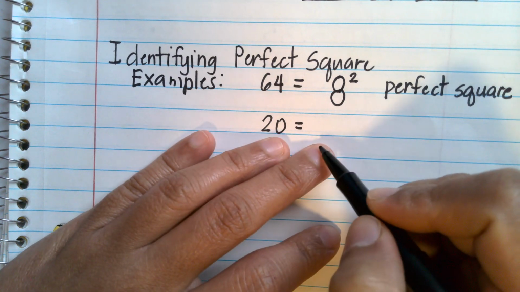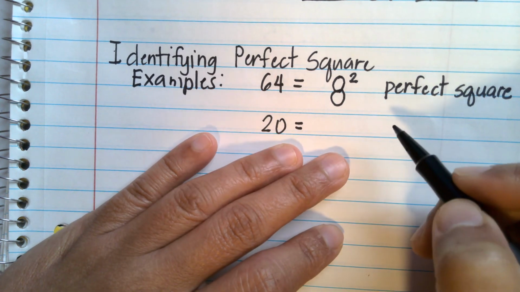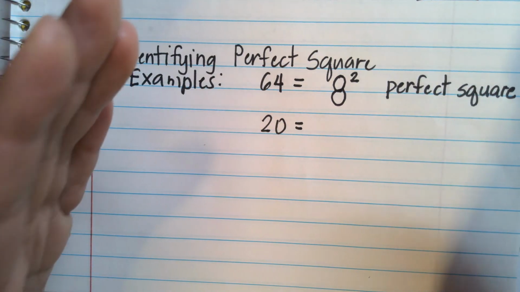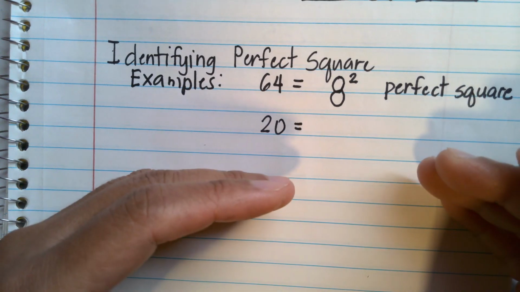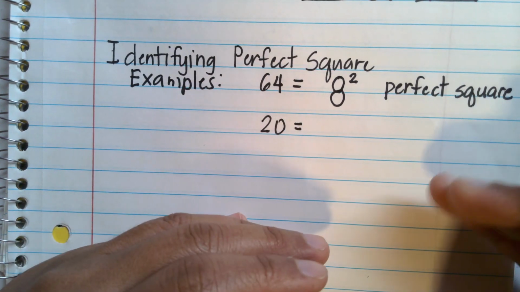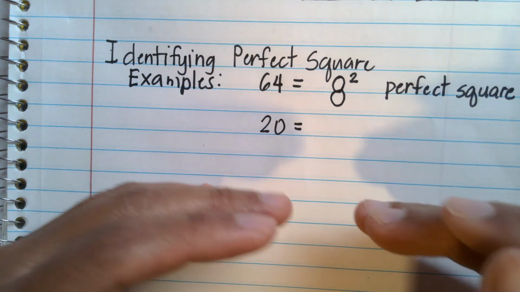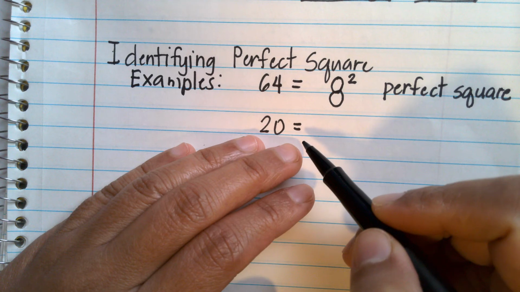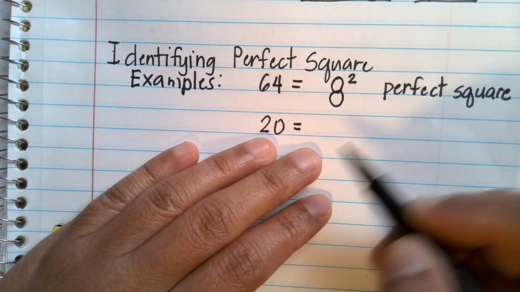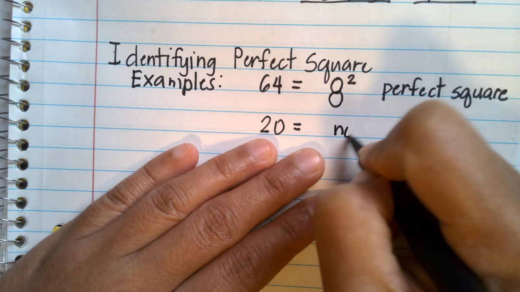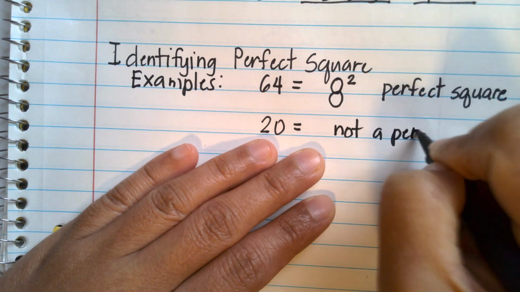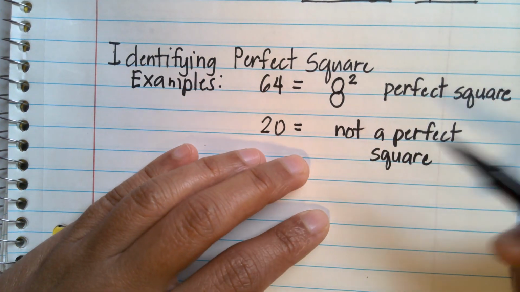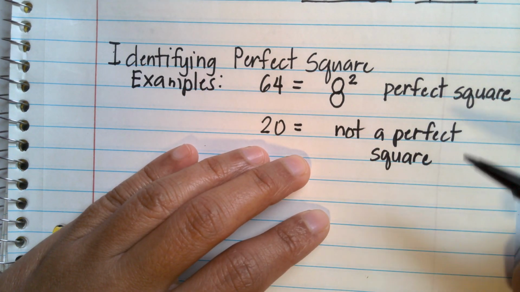So 20 cannot be written as a square of a whole number because 20 is somewhere between 16 and 25, and 16 is the square of 4, and 25 is the square of 5. In between 4 and 5 are not whole numbers, therefore 20 cannot be written as a square of a whole number. So 20 is not a perfect square. Again, the reason for this is because 20 cannot be written as a square of a whole number.